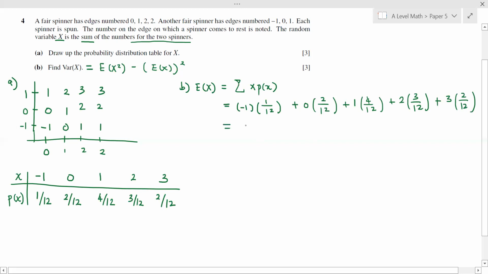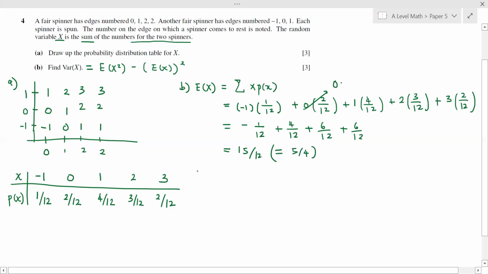So that is -1 over 12. That is the 0. Ignore that. And then we have 4 over 12, 6 over 12, and 6 over 12. And that will give us 15 over 12, which is also 5 over 4.